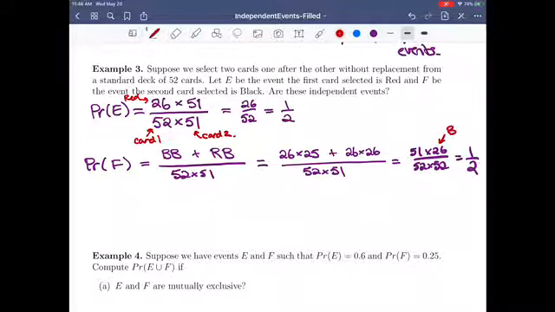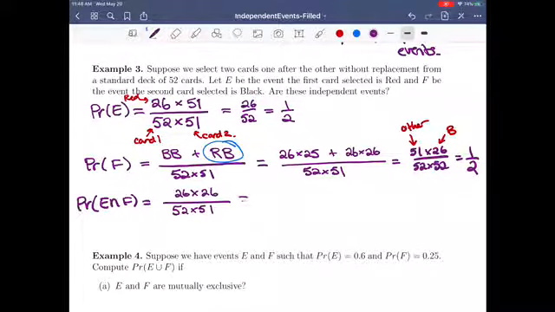You pick a black card and then you pick another card for the first card. That's why I wrote it in that order, so you can tell. Now, if I want the probability of E and F, we actually already did this because we did these cases. It's this case here, a red and then a black. So it's 26 times 26 on the top over 52 times 51. If you simplify, you get 13 over 51.